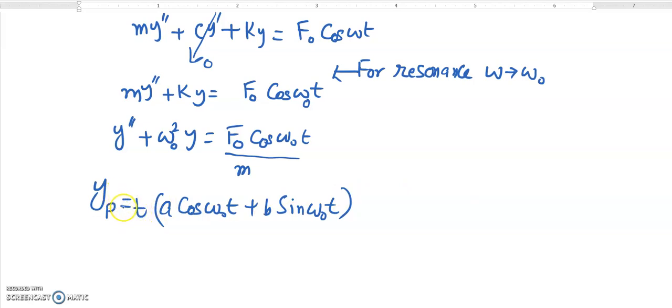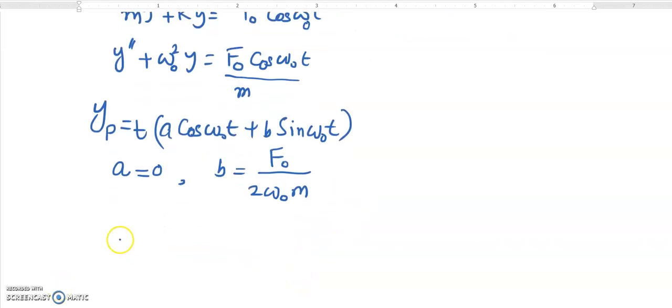I will not derive it, but you can verify that in this situation a will be 0 and b will be F naught over 2 omega naught m. Because a is 0, the particular solution will become F naught over 2 omega naught m sine omega naught t, and then of course it will be multiplied by t.